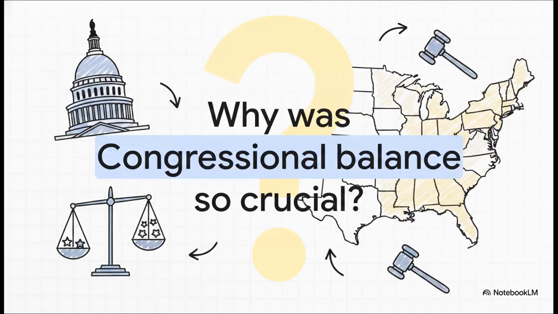So, why was this mathematical balance in Congress absolutely crucial to both sides? Well, maintaining an equal number of free and slave states was the only way either side could prevent the other from taking total control over national laws. Simply put, neither side could afford to let the other pull ahead in the Senate.